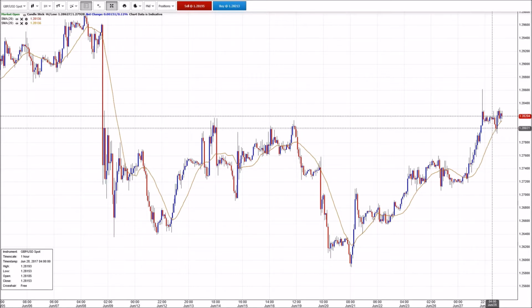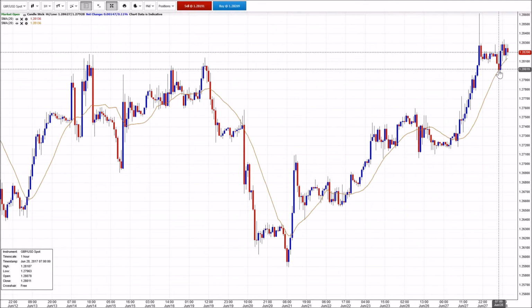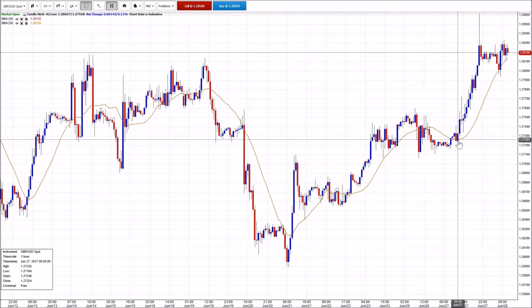Would you have got taken out? It didn't quite close below. So technically, if you're following the moving average on the close, you came pretty close to getting taken out of that trade and reversing this morning, but you're still in. So the market's at 128.20. The moving average bought yesterday at 127.25-ish. So you're up about, what's that, nearly 100 points, 95 points on that. So that's how they work.